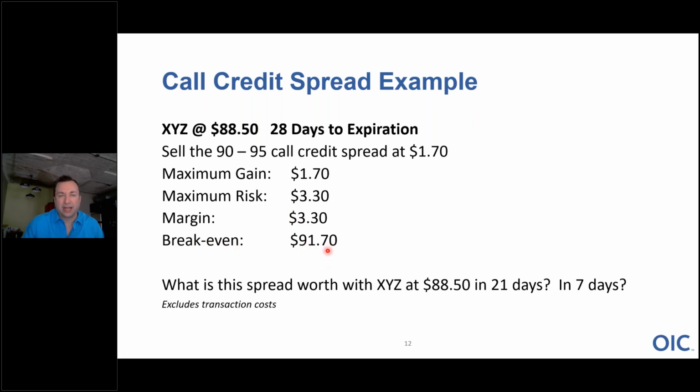and break-even point 91.70. I'll define this a little more clearly on the next slide. But here's a common question that investors ask: what's this spread worth if the stock doesn't move in 3 weeks or in a week, or if it goes to 89 or 87 or 85? What is this spread going to be worth? And you really can't. It's an imprecise calculation to try and determine what an option or a spread might be worth given a date in the future.